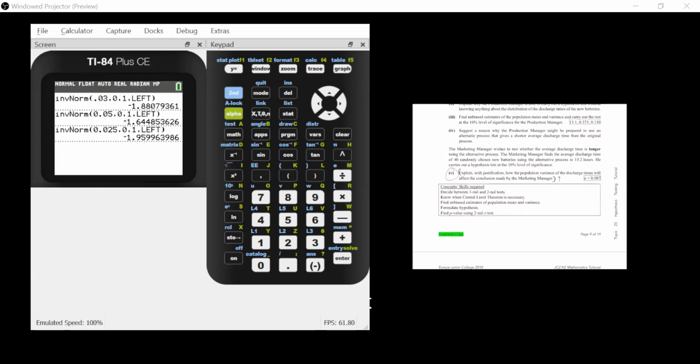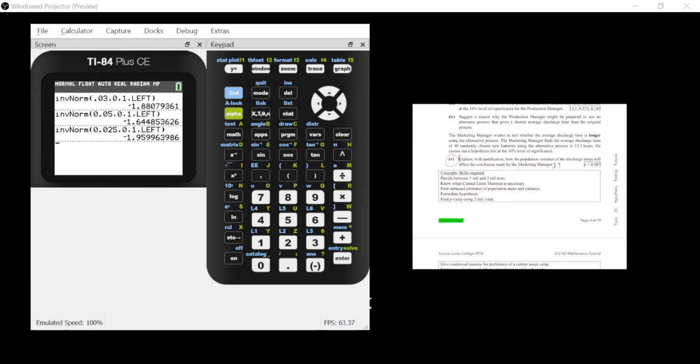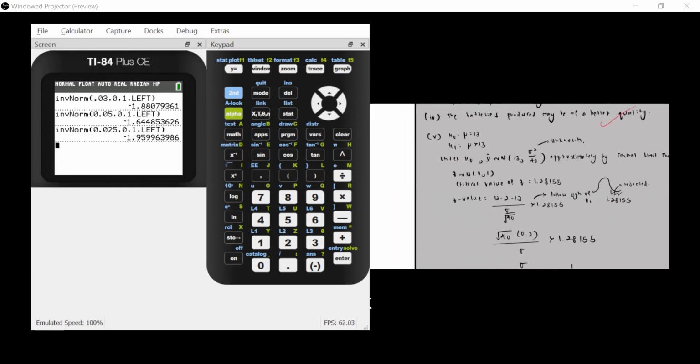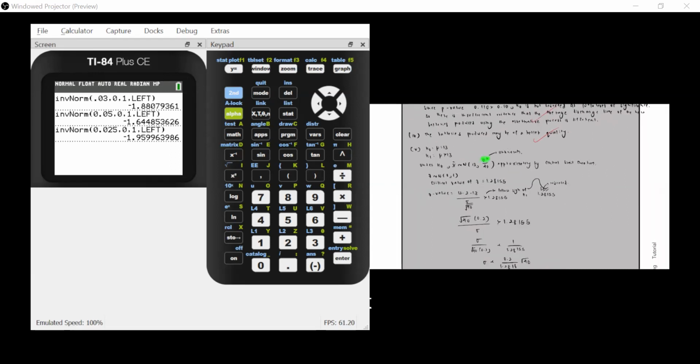Okay, so let's just figure out what your H naught and H1 are first. Let's see what you wrote down. So H naught means discharge time is 13. H1 is the actual one. He wants to show that the discharge time is longer using the alternative process. So that's why it's a more than. Then under H naught, you get sigma square over 40. Sigma is unknown, so you keep it as sigma.